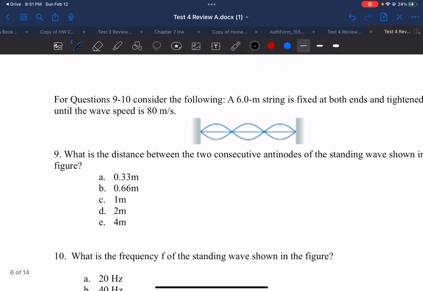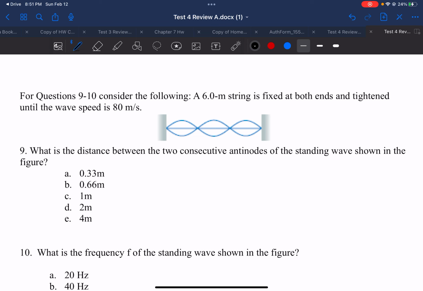Moving on. Over here, we do not have a time graph. We do not have time as the x-axis. This is actually a picture of a wave, and we are told that it is a standing wave. We're not actually told that, but you can assume it's a standing wave. We are told that the string is 6 meters and that the wave speed is 80 meters per second. What is the distance between two consecutive antinodes of the standing wave shown in the figure?